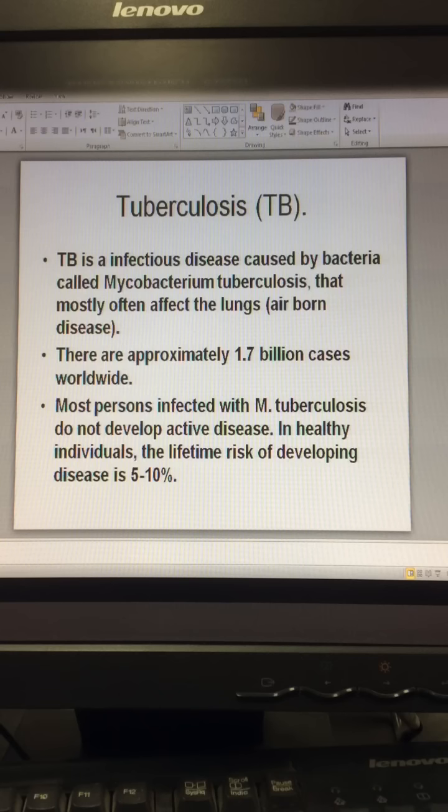Tuberculosis is a very common and widely distributed infectious disease due to infection by Mycobacterium tuberculosis. It's an airborne disease. Around 1.7 billion cases are present worldwide, and most of the persons infected with Mycobacterium tuberculosis are immune-compromised patients. Any questions?